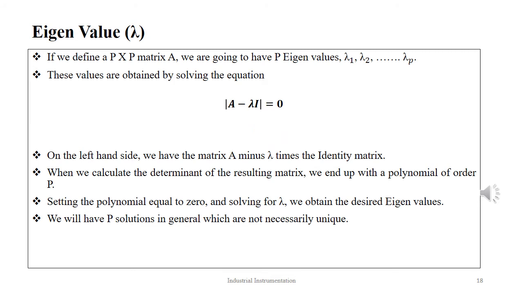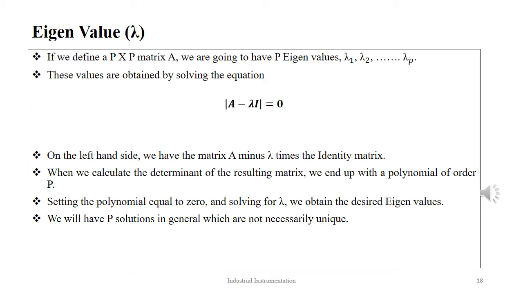If we define a P cross P matrix A, we are going to have P eigenvalues lambda 1, lambda 2 till lambda P. These values are obtained by solving the equation mod of A minus lambda I equal to 0. On the left hand side we have a matrix A minus lambda times the identity matrix.